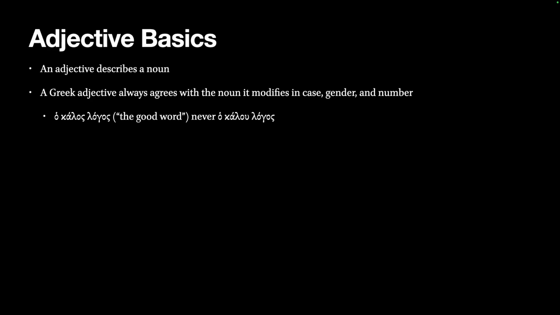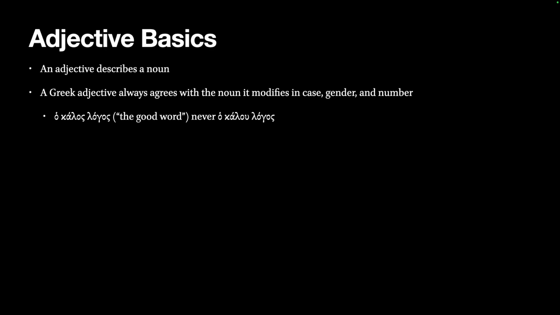So with respect to case, if the noun is nominative, the adjective is going to be nominative. If the noun is genitive, the adjective is going to be genitive, and so on and so forth. With respect to gender, if the noun is masculine, the adjective will be masculine in form. If the noun is feminine, then the adjective will be feminine in form. So that means that an adjective is able to change its gender to match the noun that it goes with. The same thing is true with number. If the noun is singular, the adjective will be singular. If the noun is plural, the adjective will change to be plural.